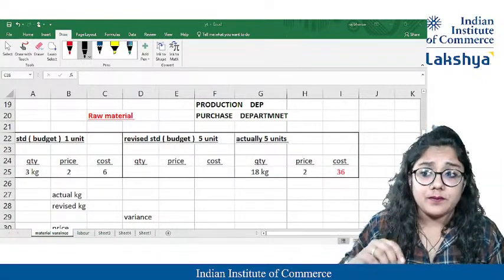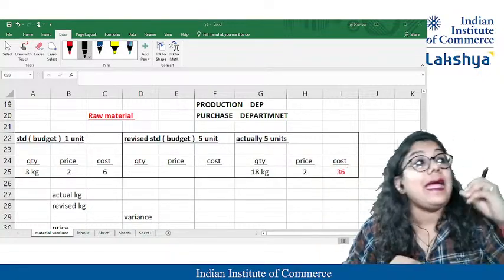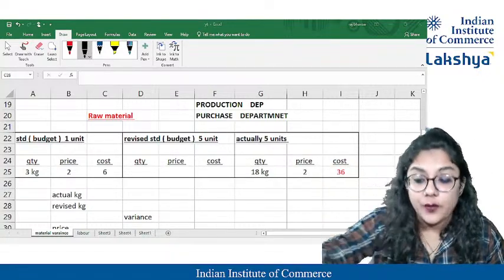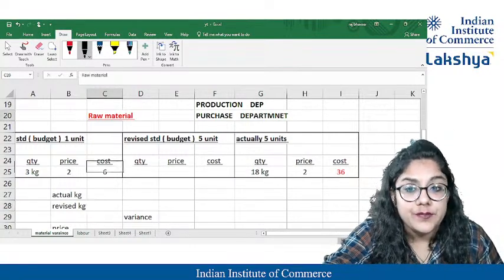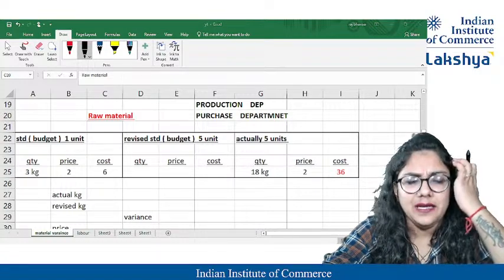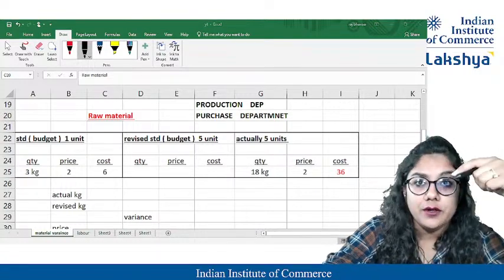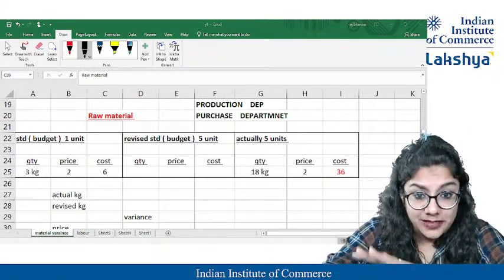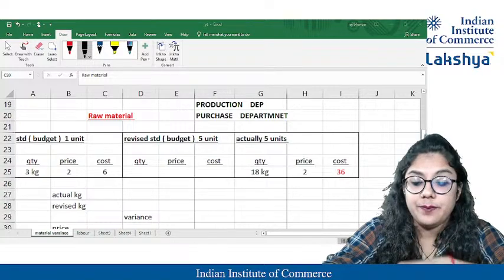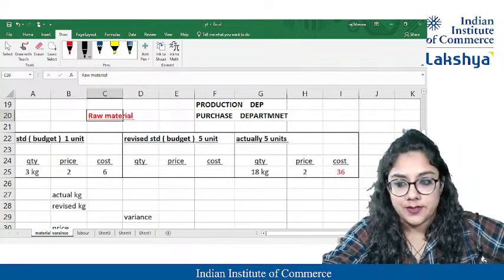Maybe what you thought, at this much price I will get the raw material. Actually, it can be different. For example, just try to understand. This is the way I make it. So for raw material, who are the parties involved? The production department will order how many units they want, and inside there is a purchase department who will quote the price for the raw material.